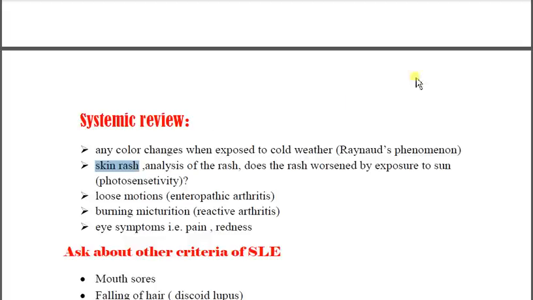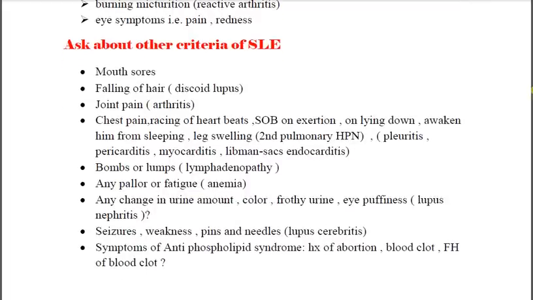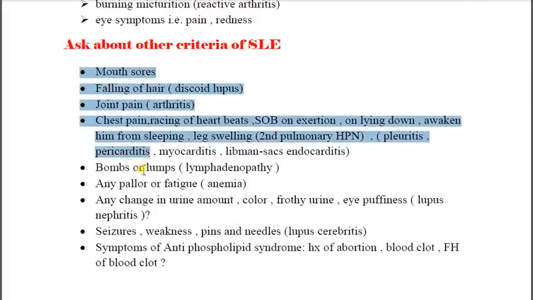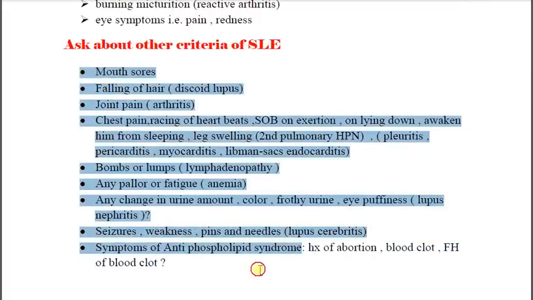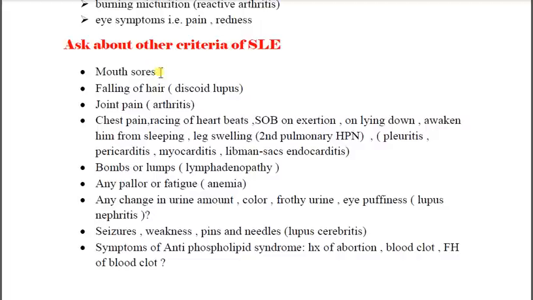At that time, you have to ask about other criteria of SLE. We know that we have 11 criteria for SLE. We will make it easy for the candidate: start from above, and we'll make it an anatomical distribution of the patient. So you have to ask about mouth sores. Following that, joint pain. Of course, joint pain; we approached it before in the analysis, so no need to ask again.